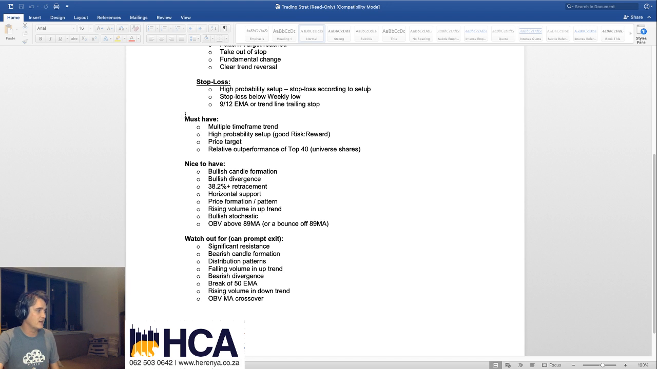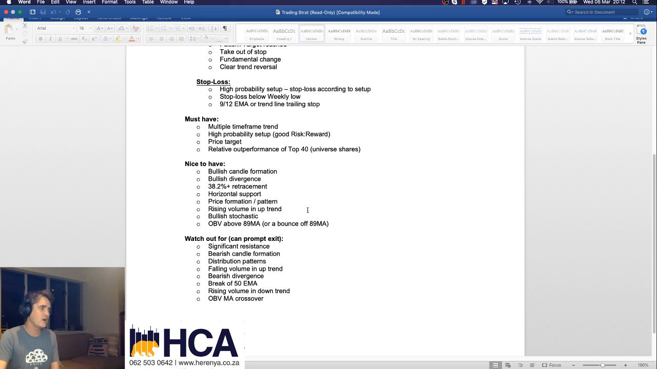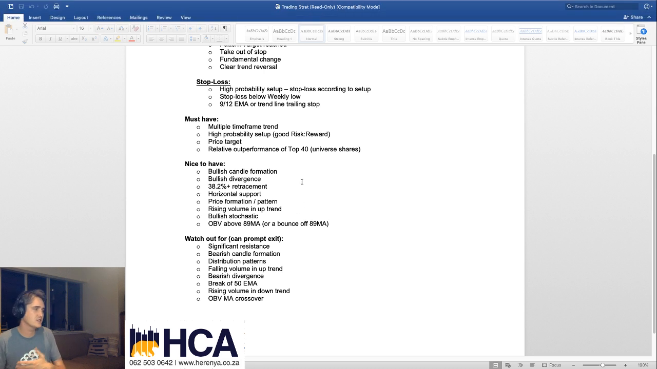I like to add a couple of things, must-haves. If I do not have a multiple time frame trend, or I do not have a high probability setup, or I haven't set a price target, whatever the case is for this particular strategy, I cannot take a trade on that strategy. Then there are nice-to-have things, nice divergence, some Fibonacci stuff. So dig into the toolset that you have, using all the various tools that we've now gone through, and figure out what is very important for you and what is not very important for you.